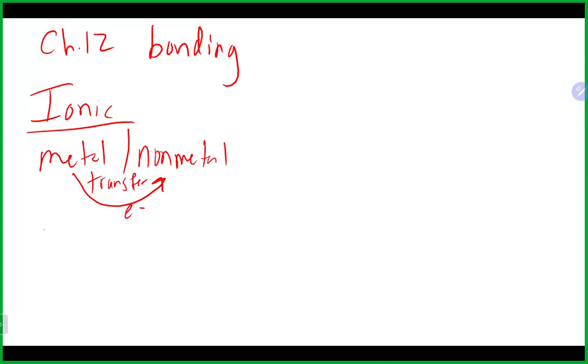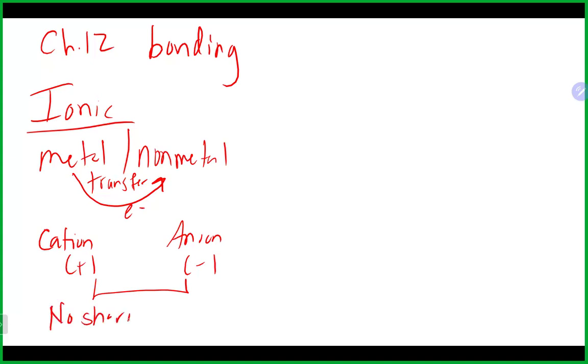The result of that, again, is going to create a cation, which is positively charged, and an anion, which is negatively charged. And again, it is that electrostatic attraction that holds them together. Again, no sharing of electrons here.